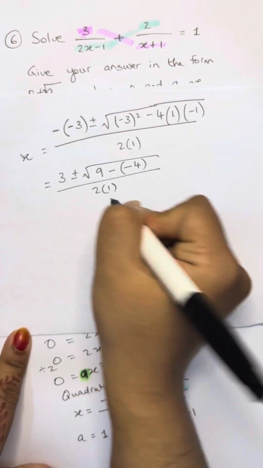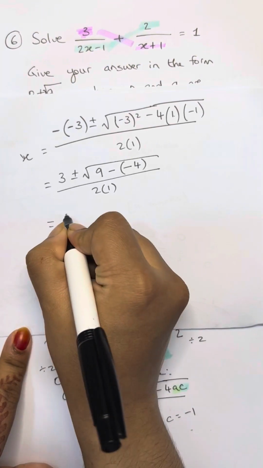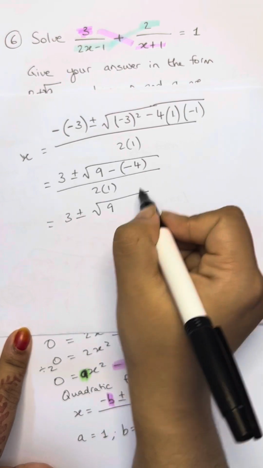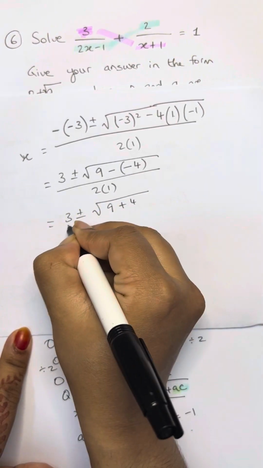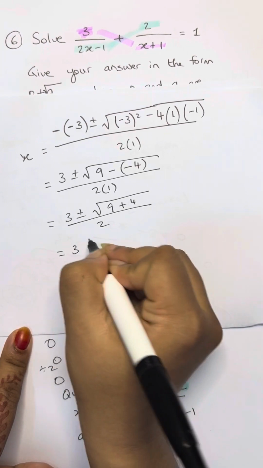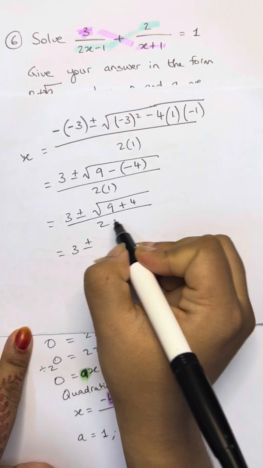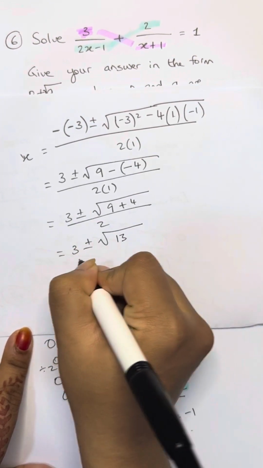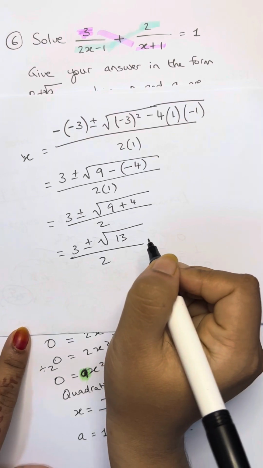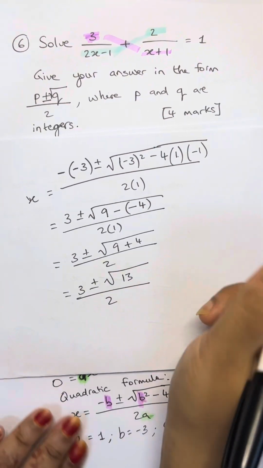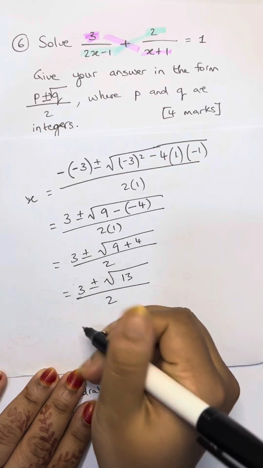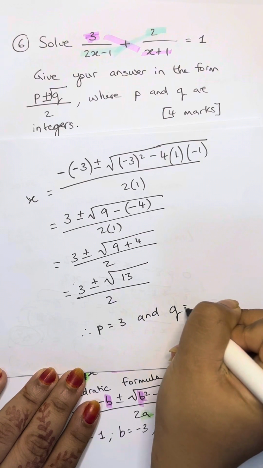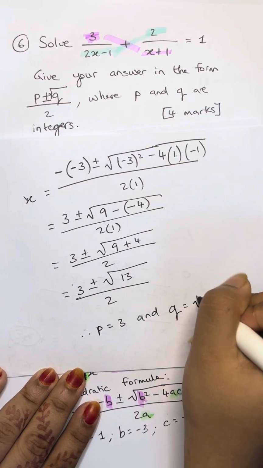Over 2, 1, which is just 2. So 3 plus minus 9 minus minus 4, that's plus 4 over 2. So 3 plus minus 9 plus 4, how much is that? 13 over 2. Okay, so your p is 3, and your q is square root of 13.